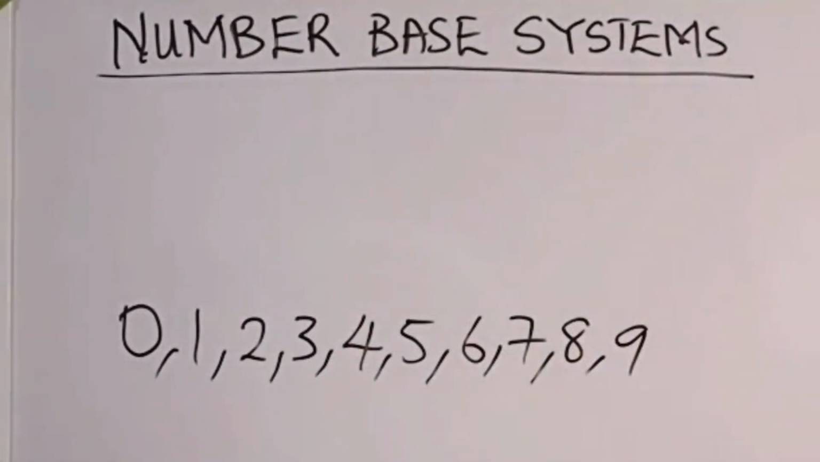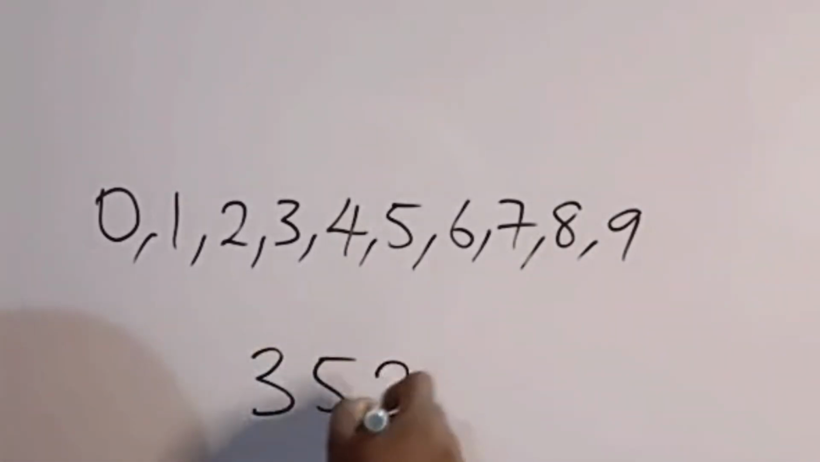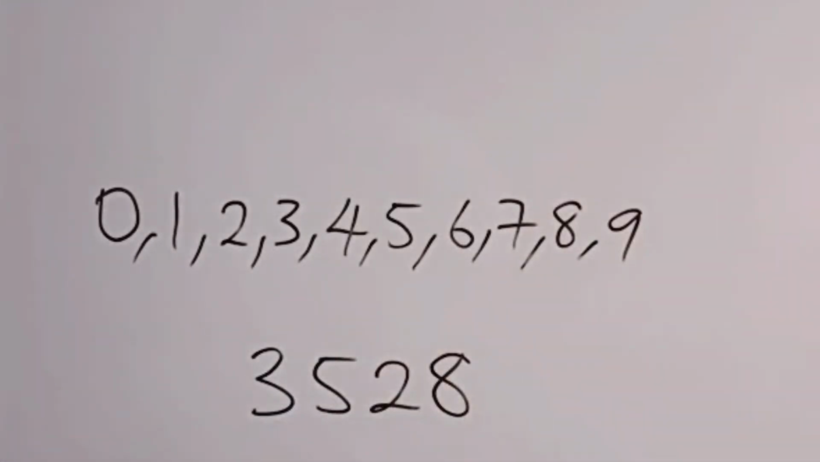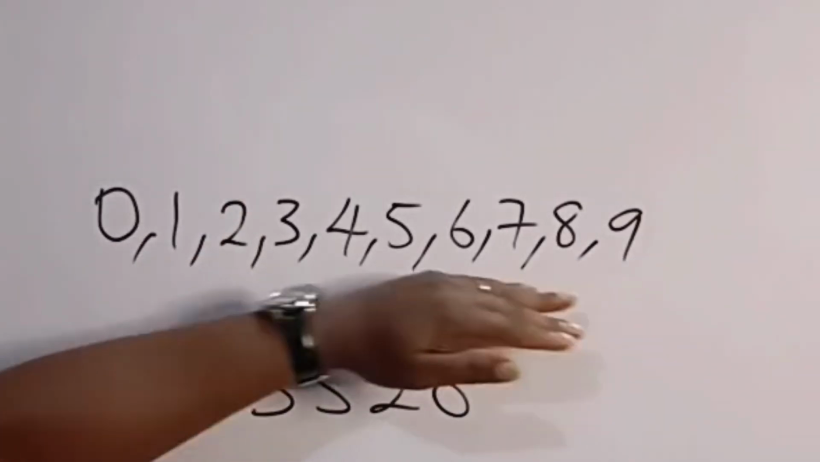These are the numbers in our numbering system. Any other number you can think of is a combination of these. So if I want to write 3,528, this number I generated is gotten by combining numbers from this numbering system.